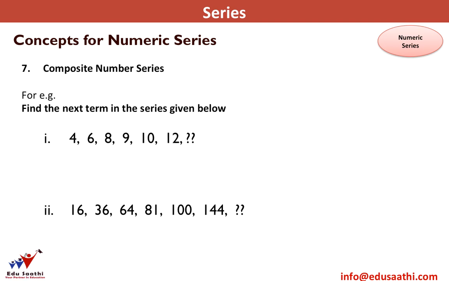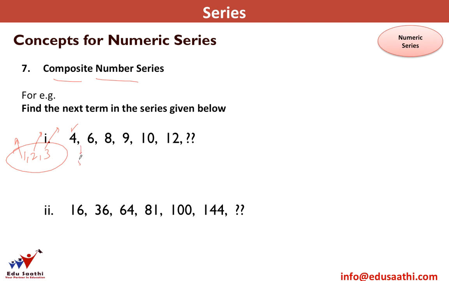So let's look at the next concept here. This concept is on composite number series. So what would be the next term in the series given below? 1, 2 and 3. 1 is neither prime nor composite. 2 is a prime number. 3 is a prime number. That is why the series starts with 4.